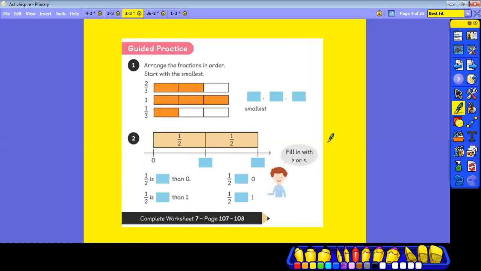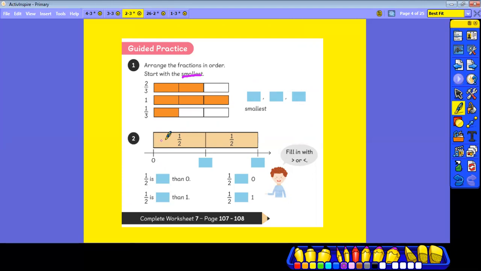Let's have a little look at the guided practice now, which I'd like you to do in your workbooks as usual. Question 1, arrange the fractions in order. Start with the smallest. Remember, really important information. Starting with the smallest. So we've now got fractions of 1/3 and 1 whole here. So this 1 whole is 3/3. So which is the smallest? 1/3, 2/3, or 1 whole? Start with the smallest and build up to the greatest.